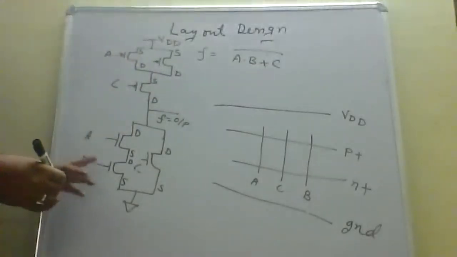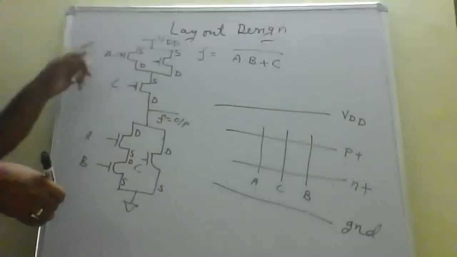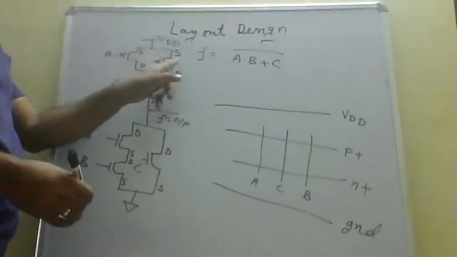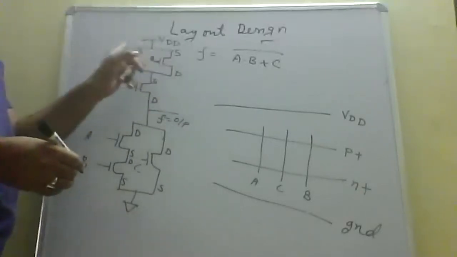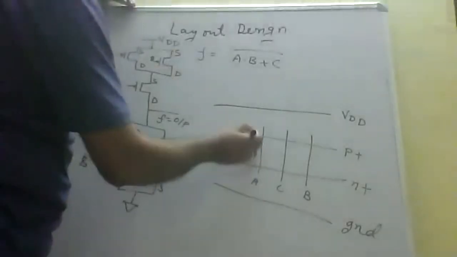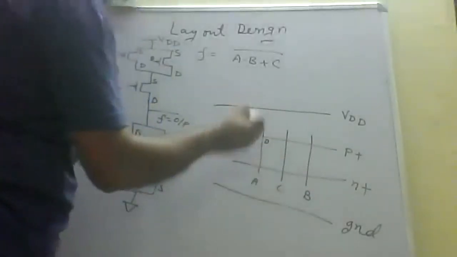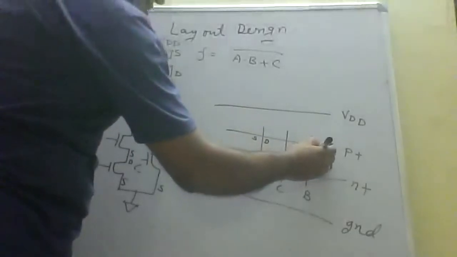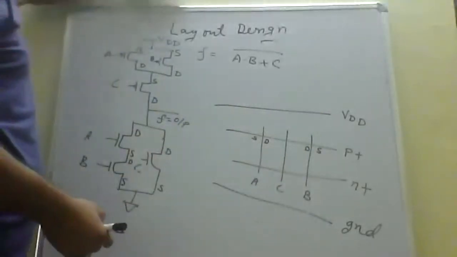Now, after this, how to connect? Suppose we start with the PMOS. So A and B, this is B here. A and B are connected in parallel, source is common and drains are common. So if A is here, this is the source and this is the drain, suppose, and this is the source and this is the drain, right?